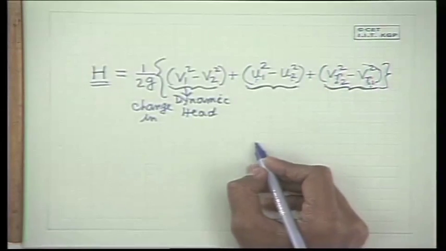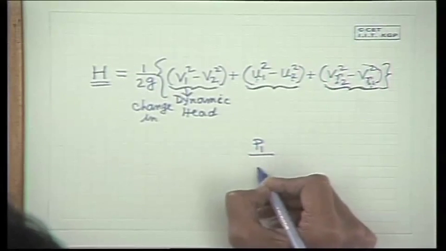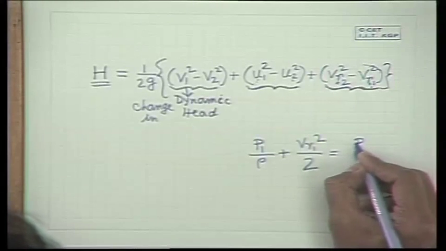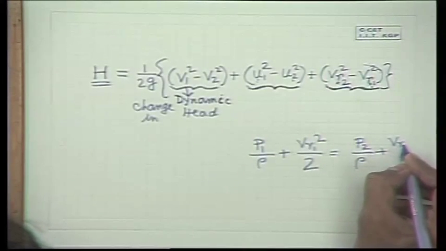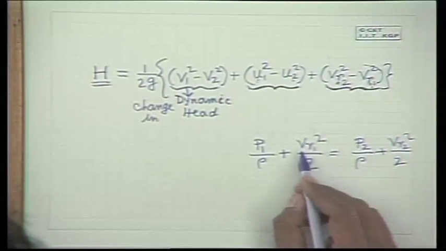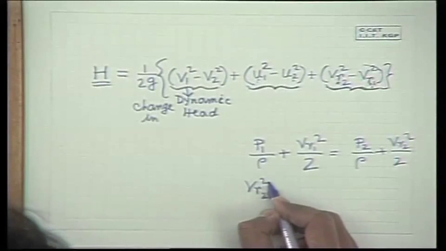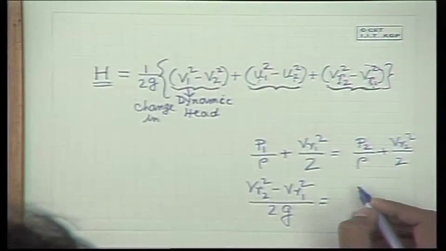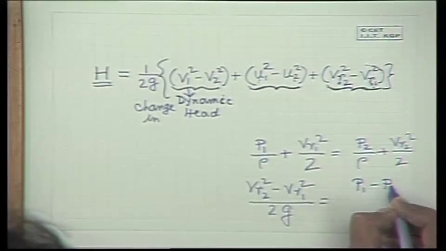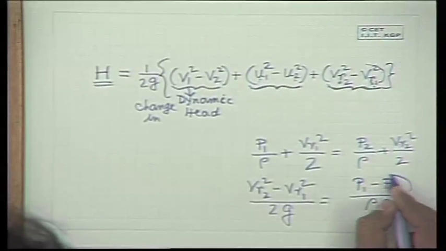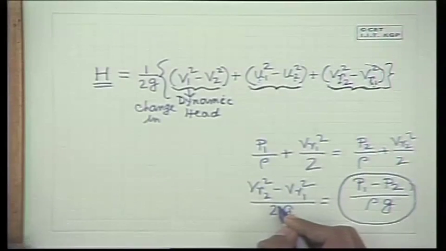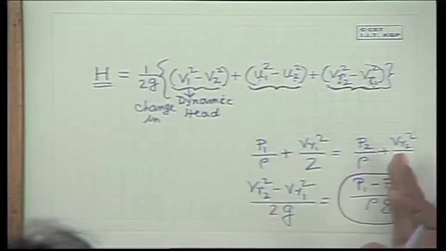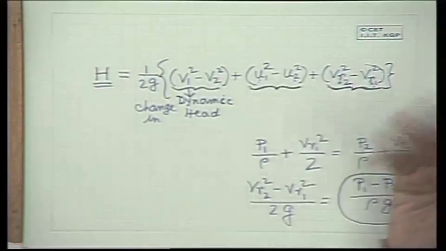Because if we write the Bernoulli's equation, considering the vane to be in a static condition, P1 by rho plus VR1 square by 2, then P2 by rho plus VR2 square by 2. So therefore, you see that (VR2 square minus VR1 square) by 2g is nothing but (P1 minus P2) by rho g. So this is simply the change in the pressure energy, which is equal to that due to the change in the dynamic head based on the relative velocity. Since this is manifested in terms of the pressure head, we will not tell this as the dynamic head transfer.